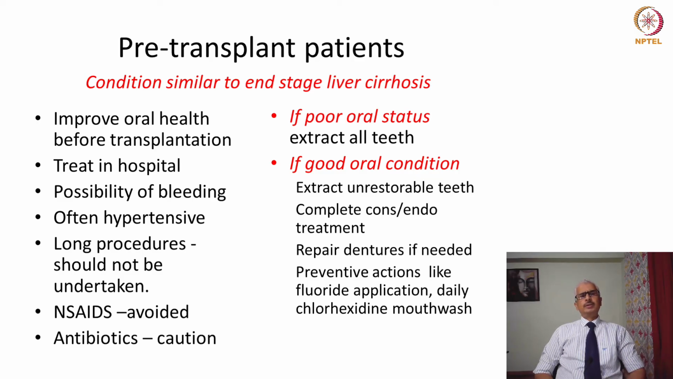So this is our primary aim. The primary aim is to improve the oral health before transplantation. And these patients should be treated in hospital because their condition is not good. They have a high possibility of bleeding. These patients are often hypertensive. Long procedures should be avoided, NSAIDs should be avoided, and antibiotics should be given with caution. In general, all the drugs should be given with great caution.